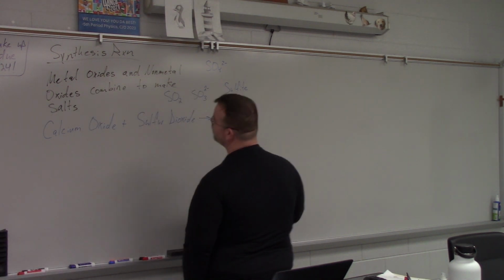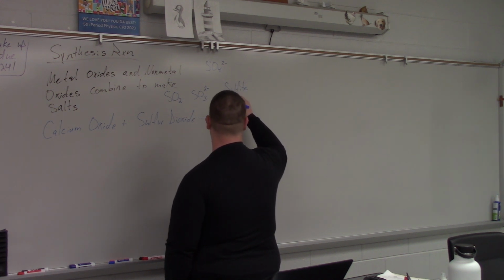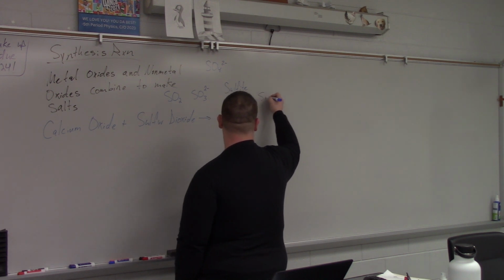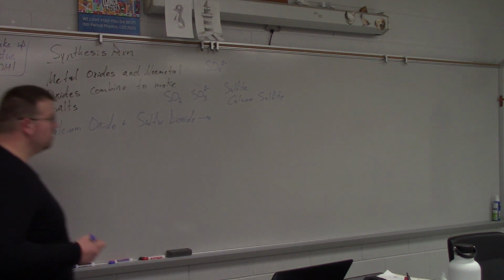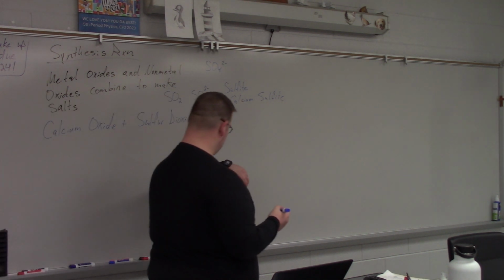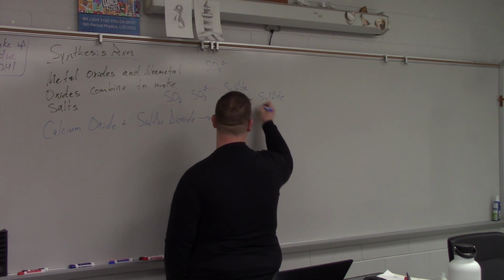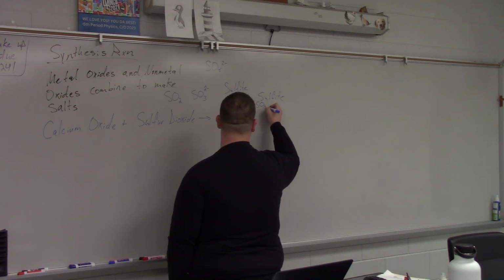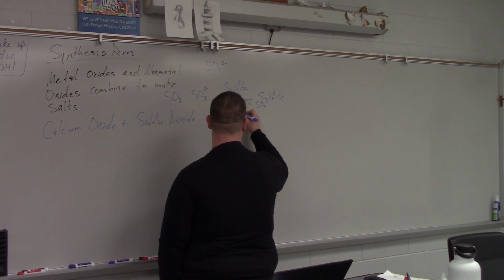Now here's the thing with this. We have to bring the metal over here with it. So the metal is calcium. So we'll have calcium sulfite. Gotta love that calcium sulfite. So if we look at calcium, Ca2 plus, sulfite is SO3 2 minus. It's a 1-to-1 ratio. So we'll get CaSO3.